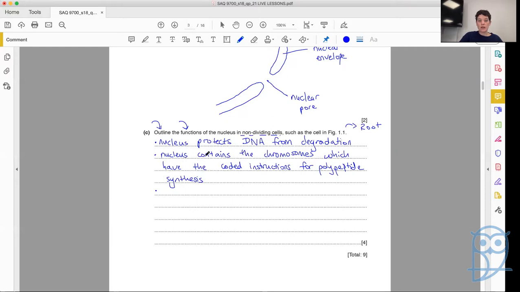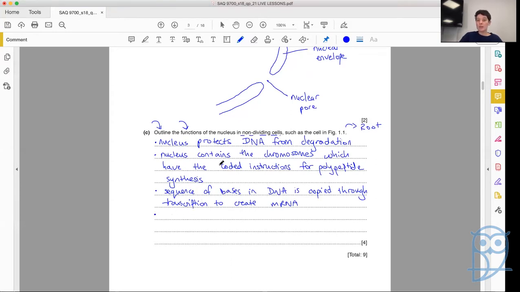We have transcription going on in the nucleus. That's a function that happens in the nucleus. So the sequence of bases in DNA is copied through transcription to create mRNA. So now we've gone actually from protection all the way into control of the cell's activities.